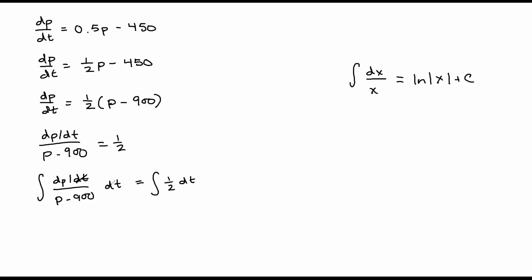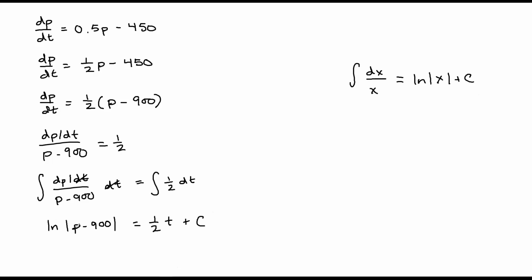The dt's over here will cancel on the left-hand side, and we'll end up with an integral that looks just like this, again, except it's got this minus 900, which is, again, just a u substitution away from this formula. And so we can say that the antiderivative here is the natural log of p minus 900. And then the antiderivative on this side would be 1/2 t. And now you'll notice I put a plus c here. So we get a plus c on the left and a plus c on the right, and we can just represent that with a single plus c.